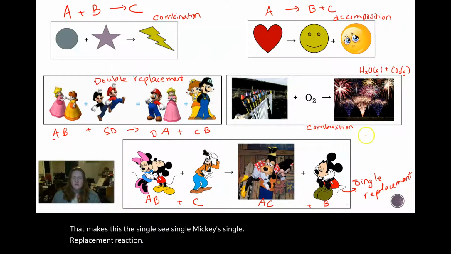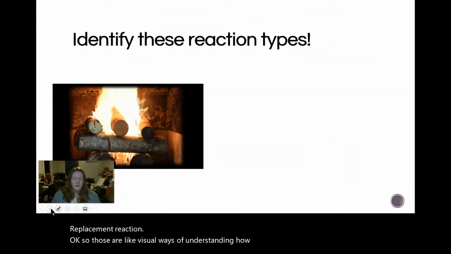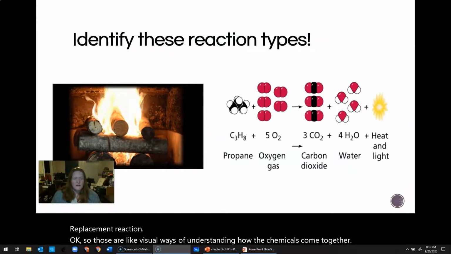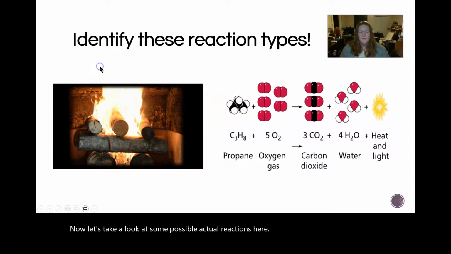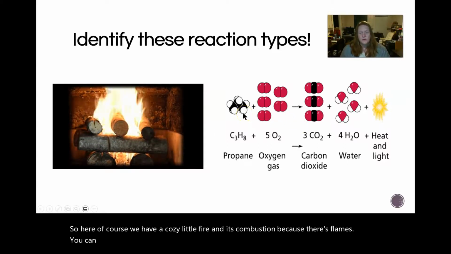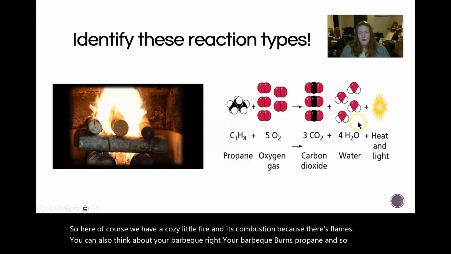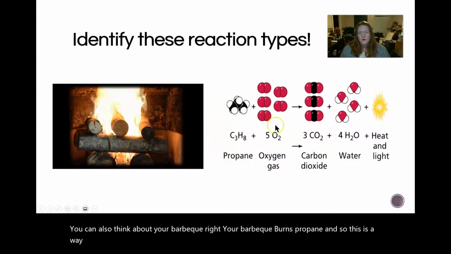Okay, so those are visual ways of understanding how the chemicals come together. Now let's take a look at some possible actual reactions here. So here, of course, we have a cozy little fire, and it's combustion because there's flames. You can also think about your barbecue, right? Your barbecue burns propane. And so this is a way of representing the molecules involved in the combustion of propane.